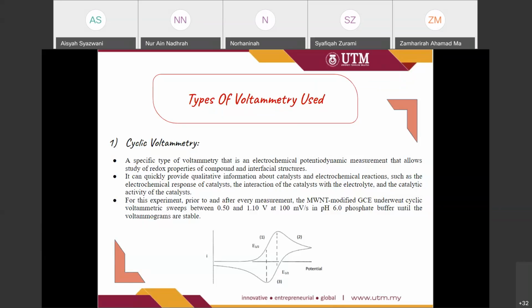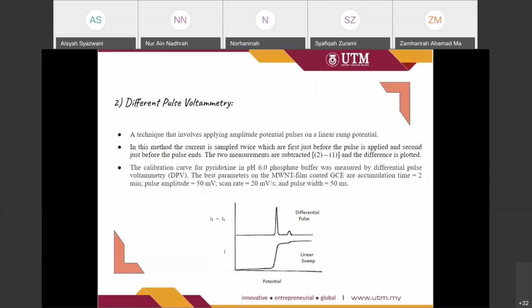Next. The second one, we use differential pulse voltammetry, which is a technique that involves applying amplitude potential pulse on a linear ramp potential. In this method, the current is sampled twice, the first just before the pulse is applied and the second just before the pulse ends. The two measurements are subtracted. We will measure the difference in current by subtracting the first from the end of the pulse.